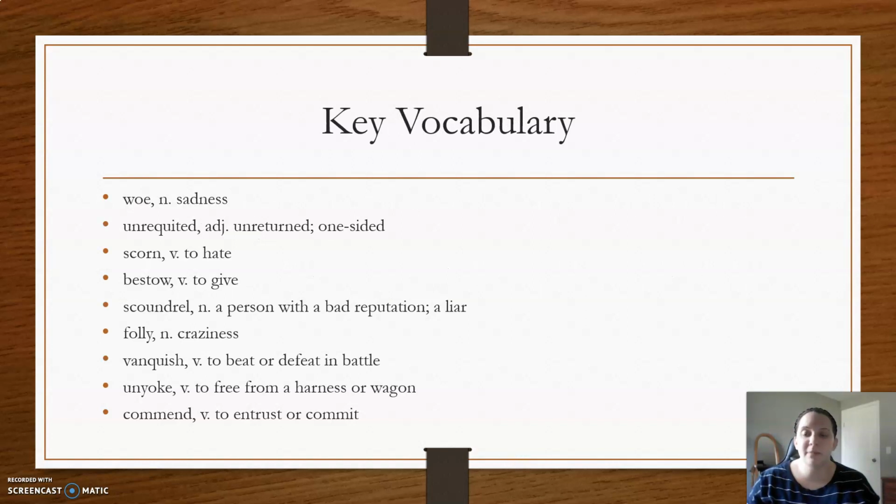Some key vocabulary to keep in mind. Woe is sadness, unrequited, unreturned, or one-sided. Scorn, to hate, bestow, to give. Scoundrel, a person with a bad reputation or a liar. A folly is craziness. Vanquish, to beat or defeat in battle. Unyoke, to free from a harness or wagon. And commend, to entrust or commit.